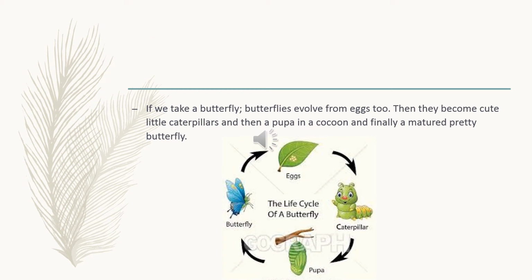Now another example is the butterfly. If we take a butterfly, butterflies evolve from eggs too. Then they become cute little caterpillars, and then a pupa in a cocoon, and finally a matured pretty butterfly. You can see the process there. The eggs are laid on a green leaf, and then it evolves from the eggs to the caterpillar. From the caterpillar, it moves and becomes a pupa inside a cocoon. That's where it stays until it's matured enough to fly out. Then it becomes a butterfly.